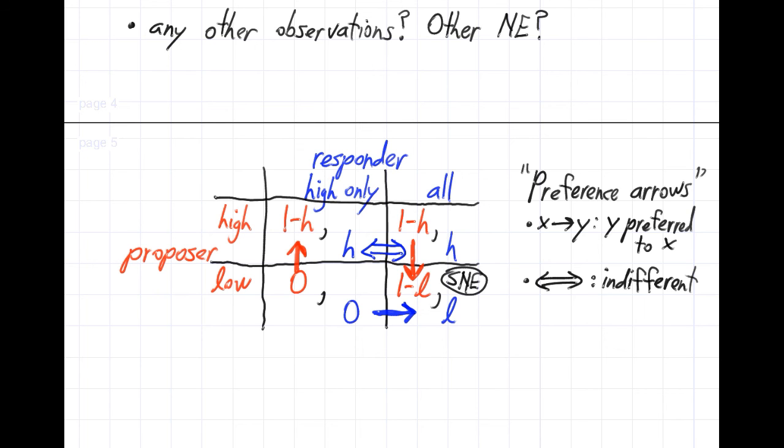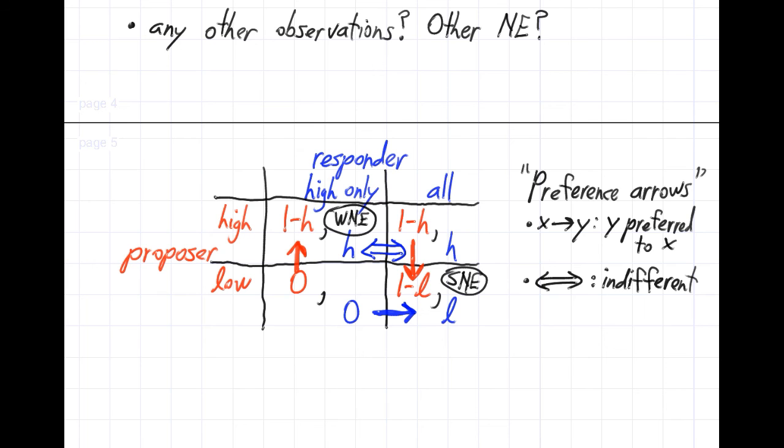The last case is the top left box, where the proposer makes a high offer and the responder will accept high only. In that case, the proposer prefers that outcome, and the responder is indifferent to that outcome. So they don't prefer it over the other one, but they also don't prefer the other outcome. So that makes this something a little bit more subtle, something called a weak Nash equilibrium.